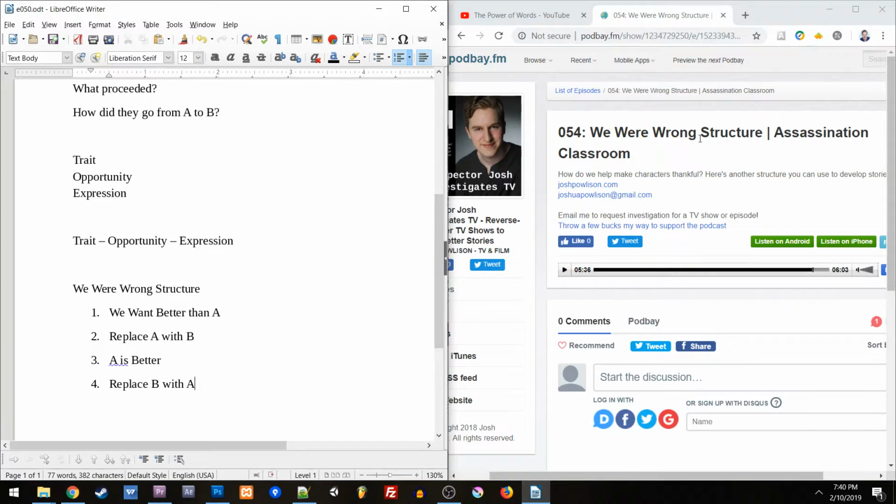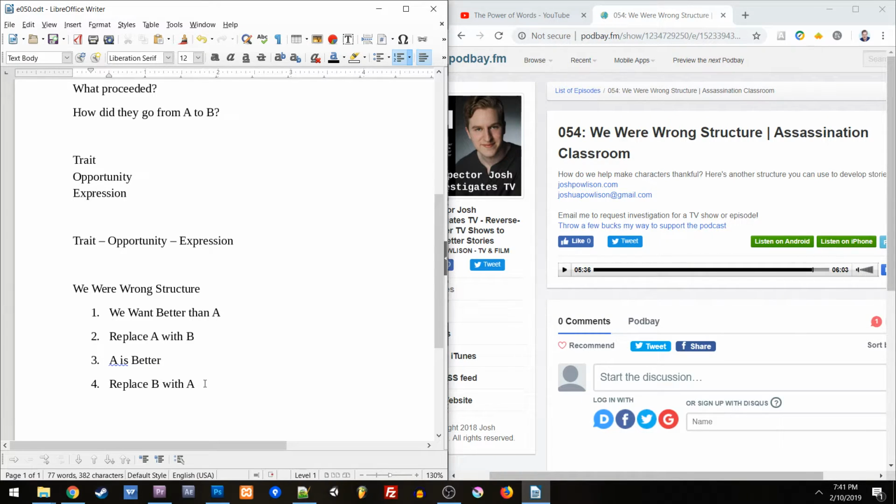For example, looking at the We Were Wrong structure from Assassination Classroom, there were 4 steps overall. First, we want better than A, and you can see that in the characters. They wanted to have a different teacher. Then you had replace A with B, so they got what they wanted, and then they realized A is better. And then they replaced B with A. The way that you can draw these out of stories is by looking at the overall pattern in the story. What happened, what happened, what happened.